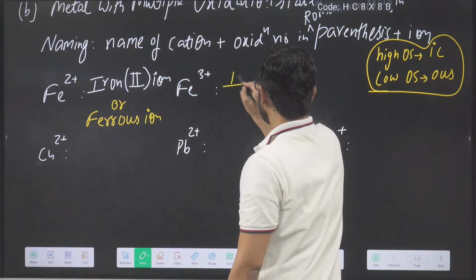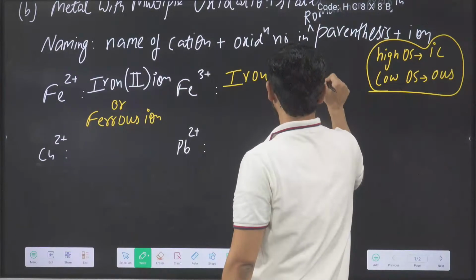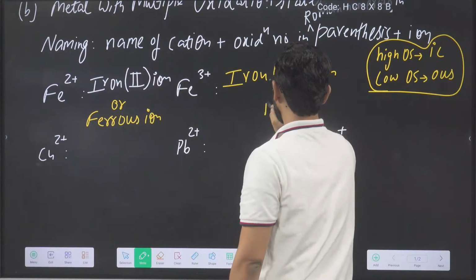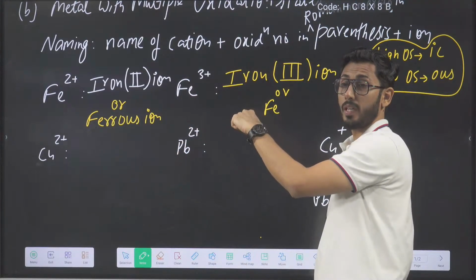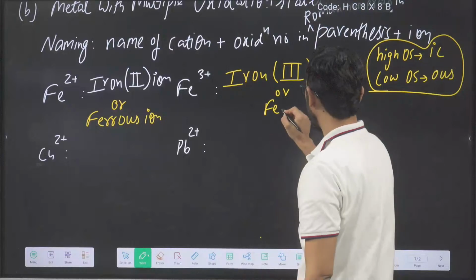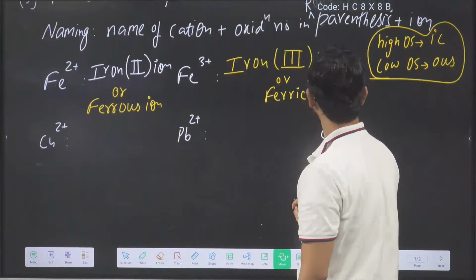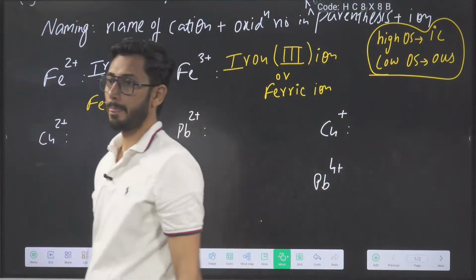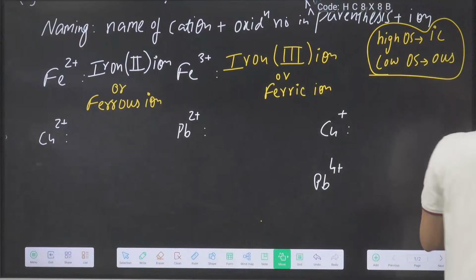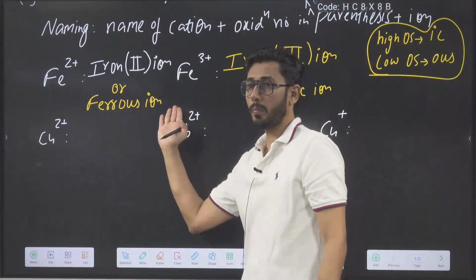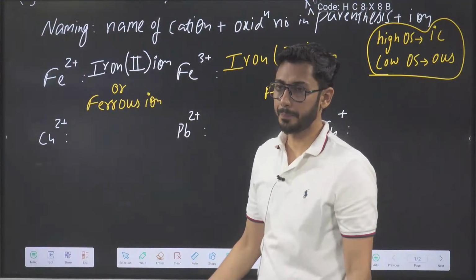Fe3+ is iron, in brackets 3 in Roman numerals, and ion. There are only two states, one is 3+, one is 2+. So what is higher? 3+. Its name will be -ic. It is the ferric ion. You can write either, depending on the option. The old nomenclature is frequently used in discussion, and this is the standard way, iron(II) ion.